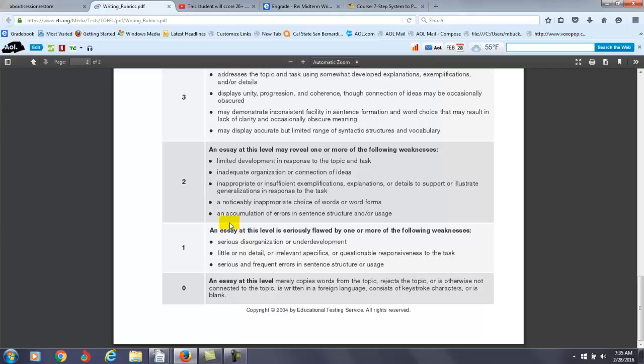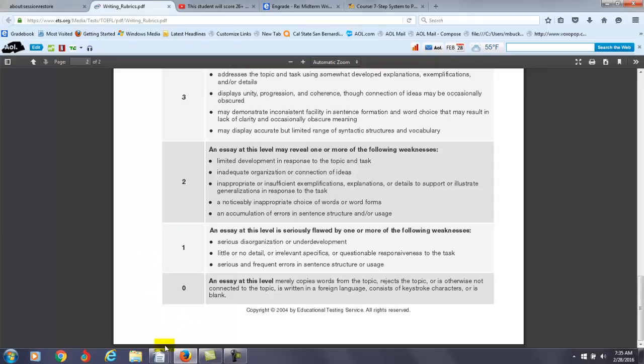Let's take a look at 2. I'm going to say here, essay reveals one or more of the following weaknesses and accumulation of errors. You're at least in the 2 area. Let me go down to the 1 and read that. You have serious and frequent errors in sentence structure and or usage, little or no detail, irrelevant specifics or questionable responsiveness to the task, serious disorganization. You're not, I'm going to put you higher. I'm going to put you at 2.0 on this one. So let's say 2.0 out of 5.